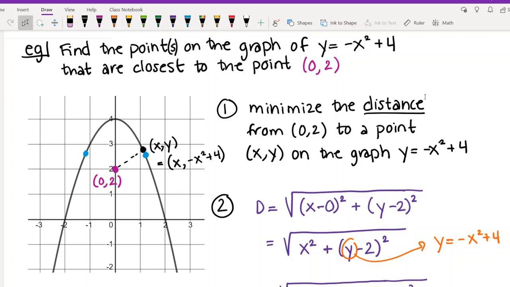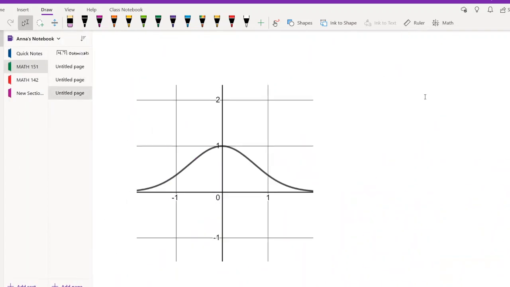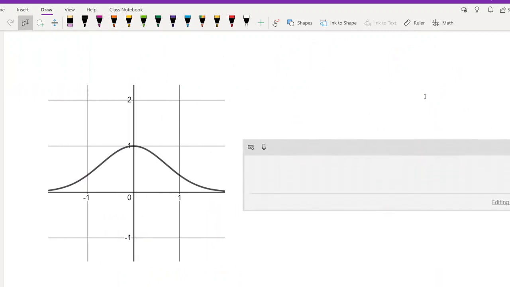Okay, so we're going to do one more question. And then in tomorrow's video, we're going to do some more examples. So today we're doing examples that are more related to graphs. And then tomorrow we'll do some that are more like word problems.